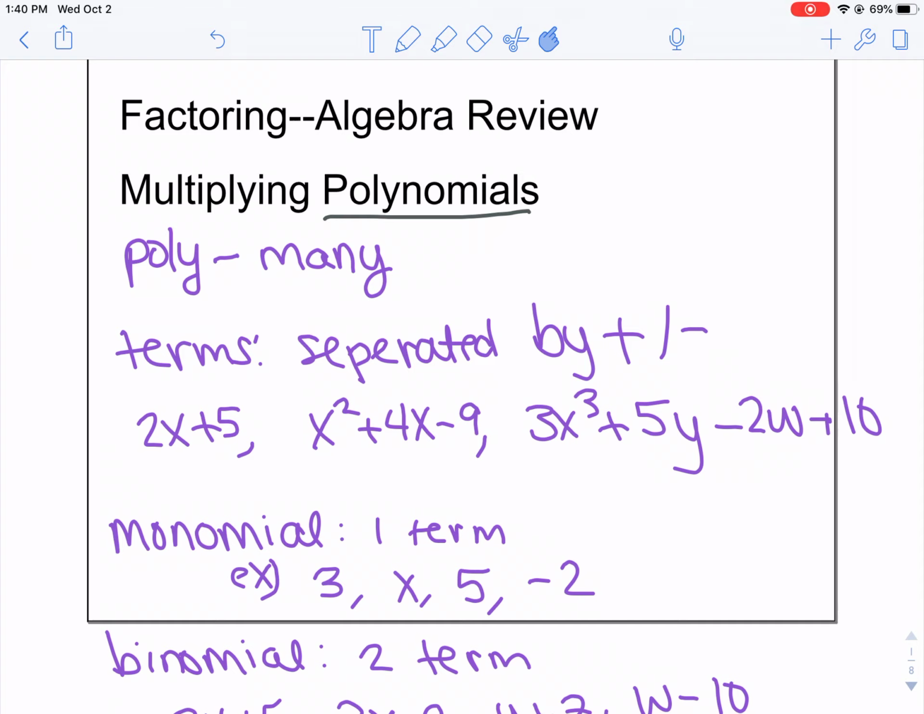You have an hour and 40 minutes to do what's best for you, so make sure you use that time productively, okay? So this is algebra review.